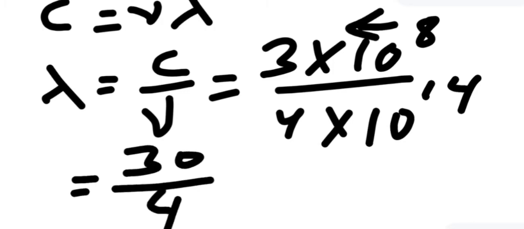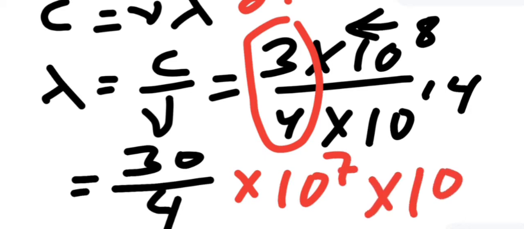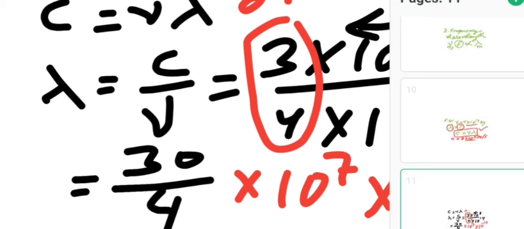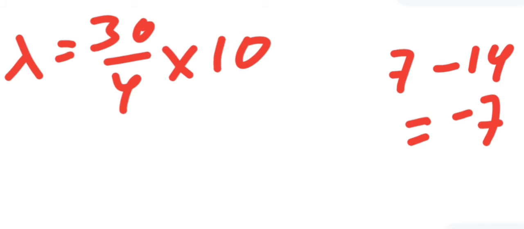For dividing simplicity, we can directly divide 2.3 by 4, but there will be a decimal. This will be easier, divided by 4. So now 10 to the power 7 into 10 to the power, this will go up, and then it will become minus 14. So in the next step, lambda equals 30 by 4 into 10 to the power 7 minus 14, which will be minus 7. What about 30 by 4?